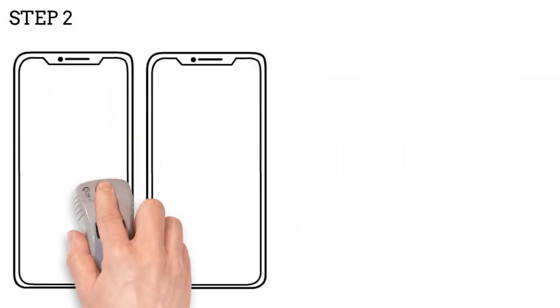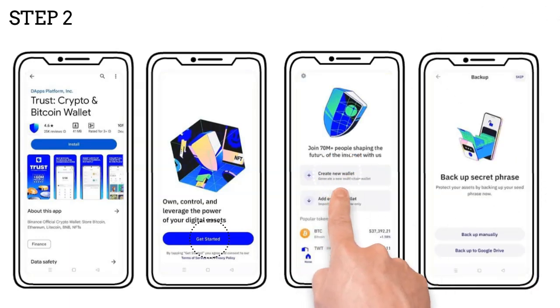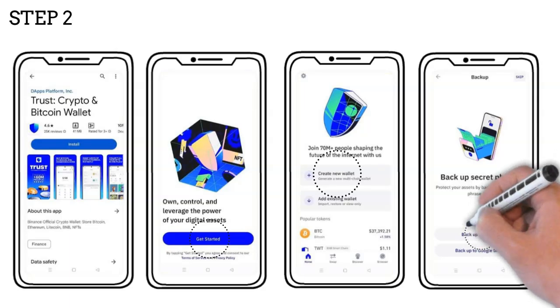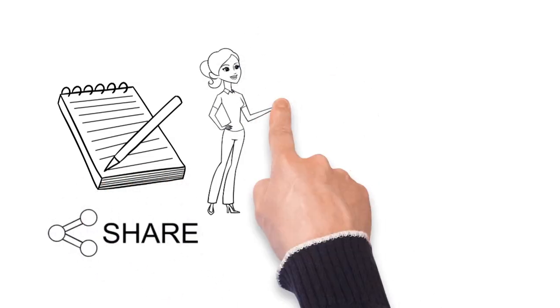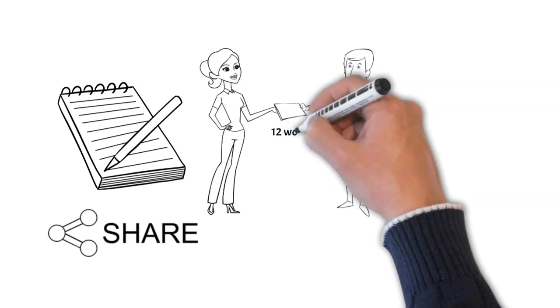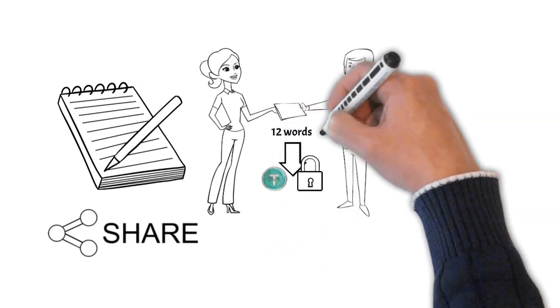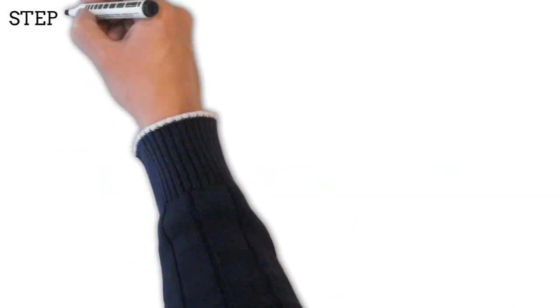Step 2. Create your account. Open the app and select Create a new wallet. This part is very important. The app will give you a 12-word recovery phrase. Write it down on paper. Do not take a screenshot. Do not share it with anyone. That phrase is the only way to recover your funds. Confirm the words and that's it. Your wallet is ready.